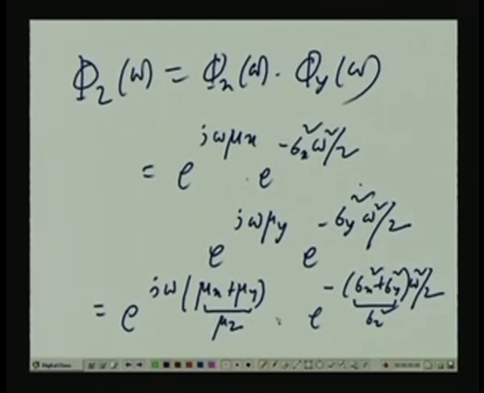And now, you can easily see this takes the form e to the power j omega mu z times e to the power minus sigma z square omega square by 2. We have already seen this kind of form: when there is a Gaussian random variable with mean mu and variance sigma square, then the characteristic function takes the form e to the power j omega mu times e to the power minus sigma square omega square by 2. So, obviously, you can see now that Z also is Gaussian with mean mu Z and variance sigma Z square. From this it follows easily.